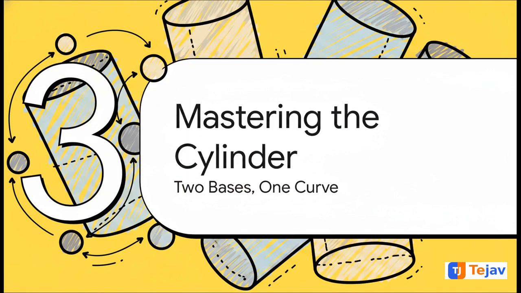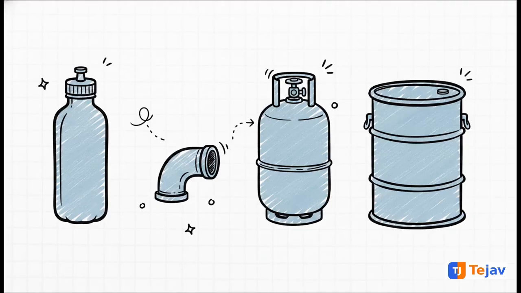Section 3. Mastering the cylinder, 2 bases, 1 curve. You can think of a cylinder as basically a stretched out circle. It's got 2 circular bases, one on top, one on the bottom, connected by one uniform curved surface. And you interact with these all the time. Your water bottles, plumbing pipes, cooking gas cylinders, big industrial drums, they're everywhere.